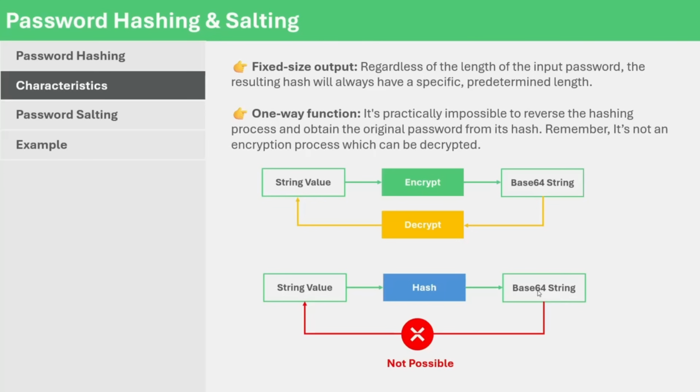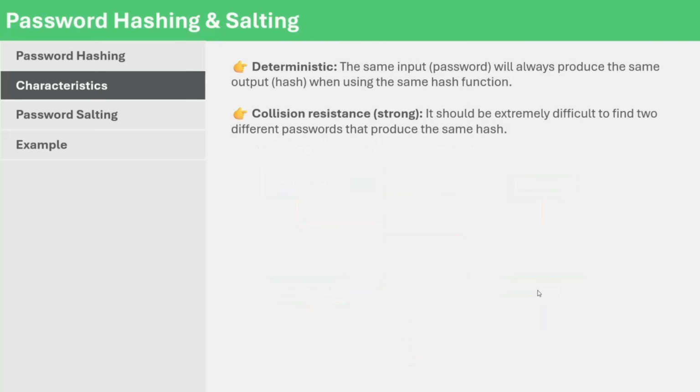Then another important key characteristic of a hashing algorithm is that it is deterministic. That means the same input, the same string value, will always produce the same output. So for example, if two users are using the same password, the hash value will be the same. This is another very important characteristic which we need to be aware of. The same input string, the same password, is always going to generate the same hash.